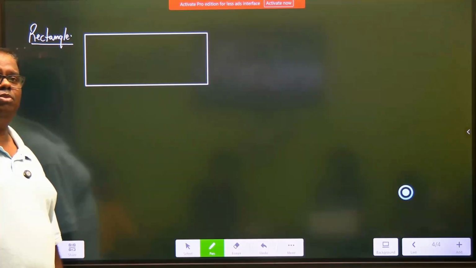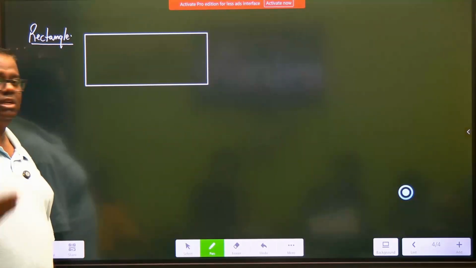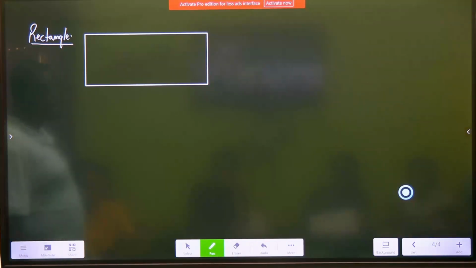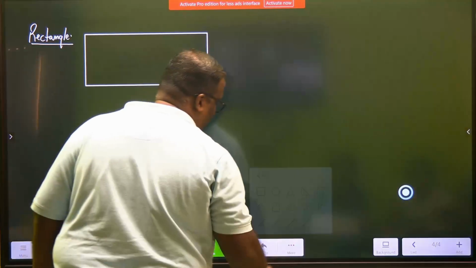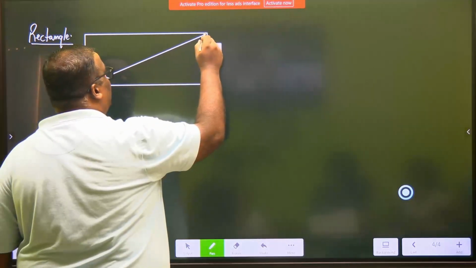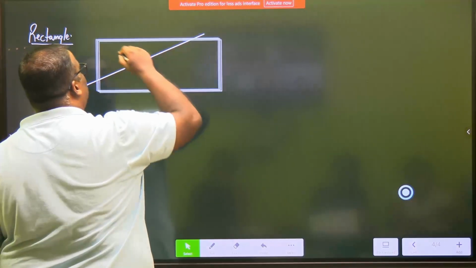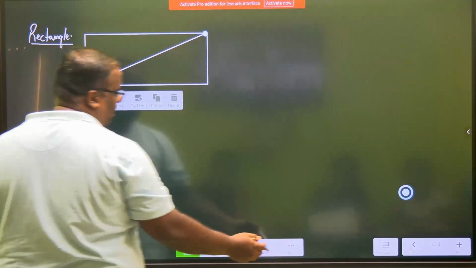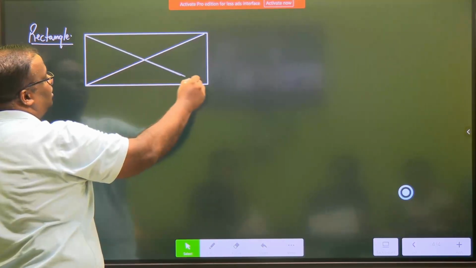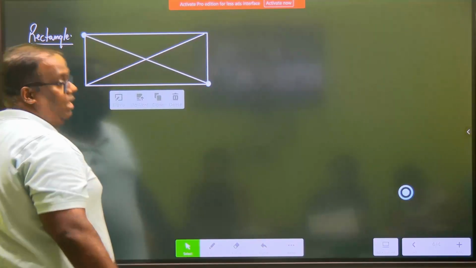In this chapter, we won't be able to talk about 90 degrees and all because nobody will tell us. But in a rectangle, there is one more thing which is valid. What is that valid thing? That the length of the diagonals are equal. In a rectangle, the length of the diagonals are equal. Do you know that or no? Yes, the diagonals are equal in length.